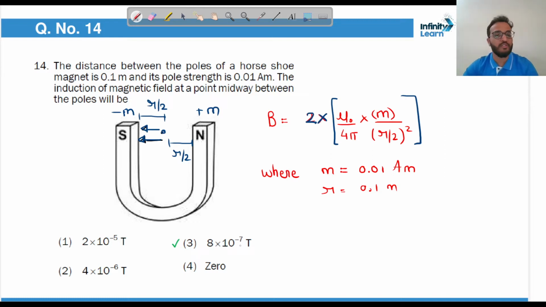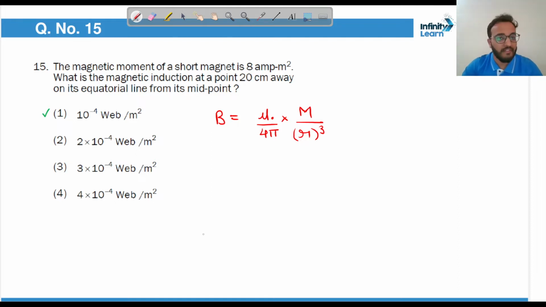Now you have all the things, you put the values and definitely you will get that answer. Question number 15. Again, a magnetic moment of short magnet. So magnetic moment means capital M is given. What is the induction at a point 20 centimeter away on its equatorial line?